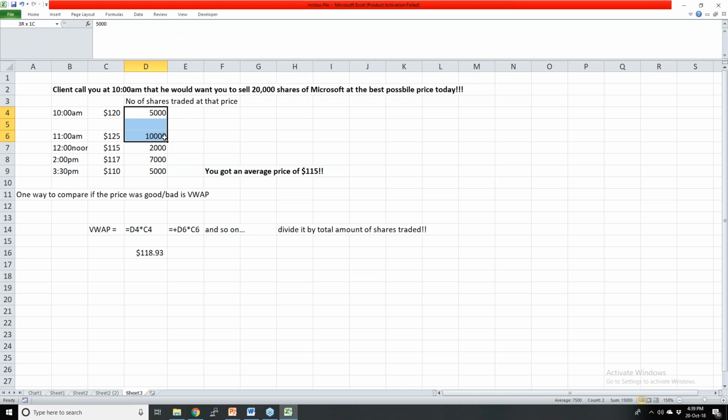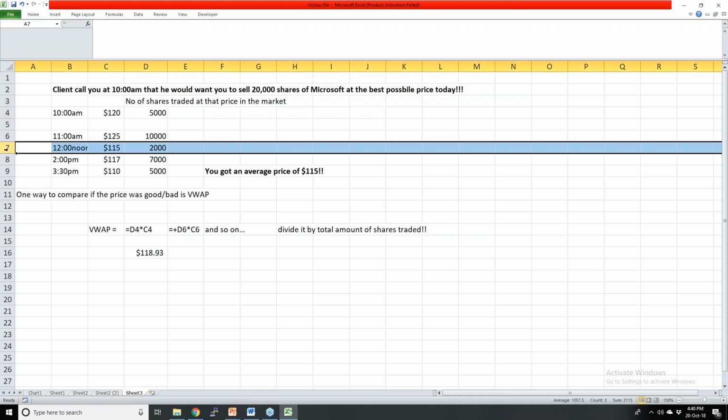No, my friend. So there's a question that the sum total is greater than 20,000. No. This VWAP is of the market, not of what you did, right? So we are trying to compare our average price with respect to what was the VWAP of the market, right? So this at 10 a.m. is for the market, right? Number of shares at that price in the market, right? So this has nothing to do with what you did. So it's quite possible that you traded everything near 12 noon where the price was 115, right?